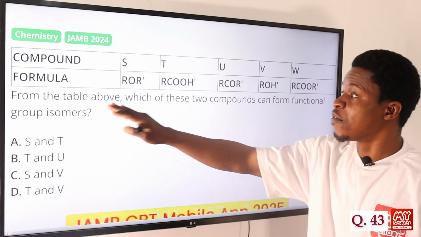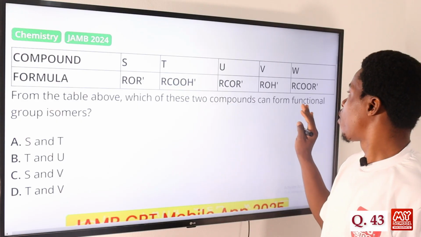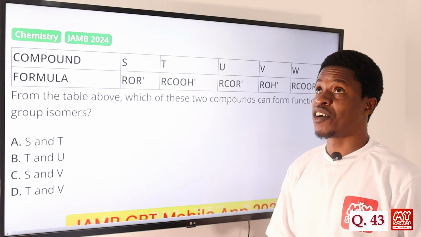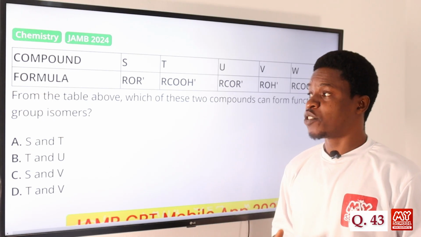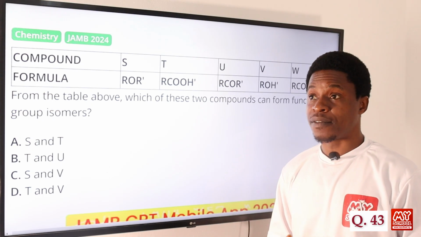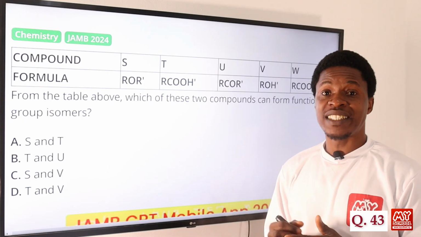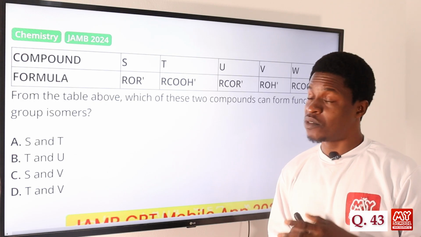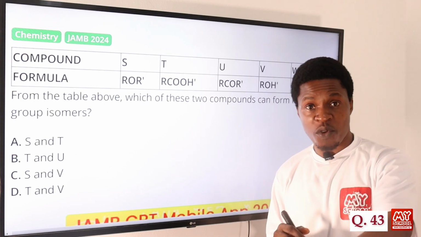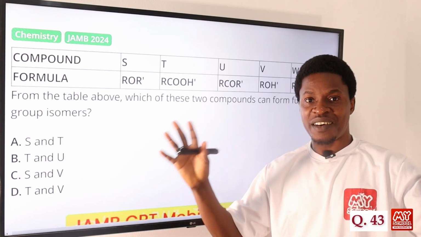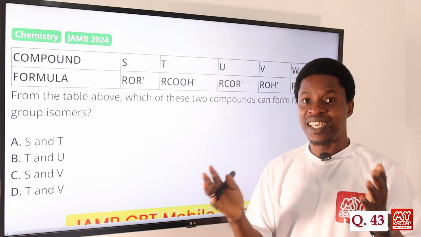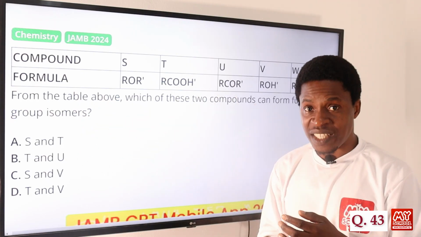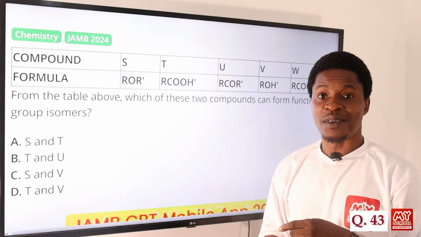You say from the table above, which of these 2 compounds can form functional group isomers? Functional group isomers. When we talk about functional group isomers, we are talking about isomers. Don't forget that isomers have the same molecular formula, but different structural formula. That's what isomers are. They have different structural formula, but they have the same molecular formula.